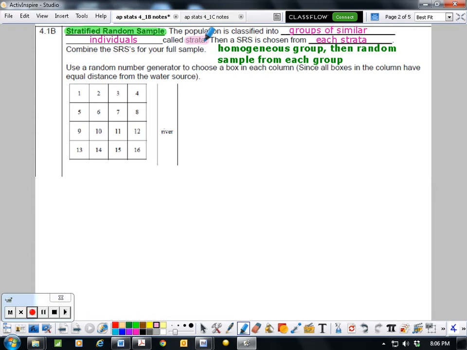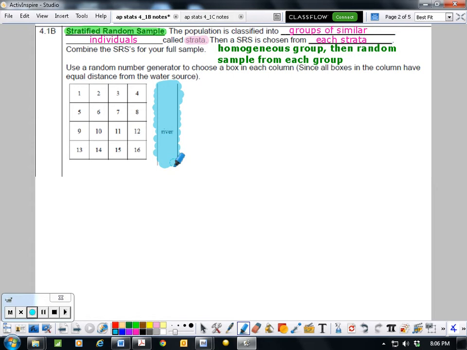So we're going to take a look at our river here. Our concern may be that if we pick everything close to the river, because the river is a good water source, we get a lot of stuff growing there.